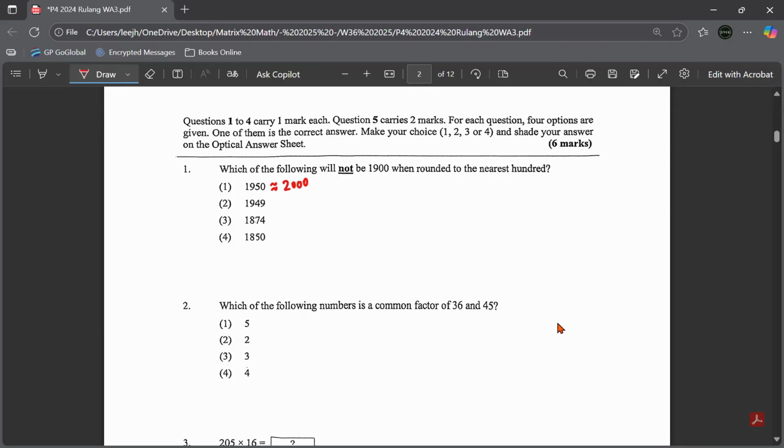Okay. So this one, when you round to the nearest 100, you look at the tens place. This is 4, that means this remains at 1900. This one, the tens place is 7, that means you round the 800 up to 900, so this is also 1900. This one, the tens place is 5, so you round up the 8. So it's also 1900. So which one will not be 1900? The answer is option 1.